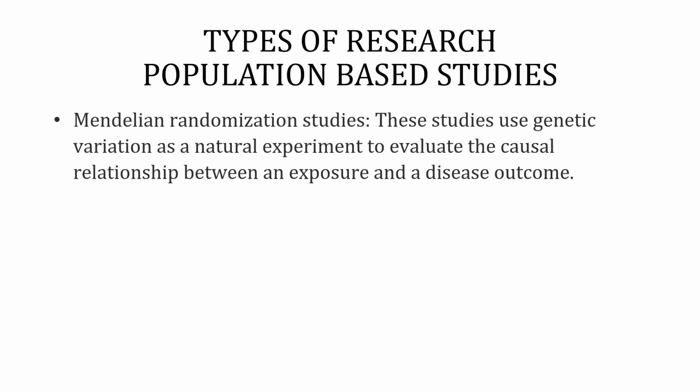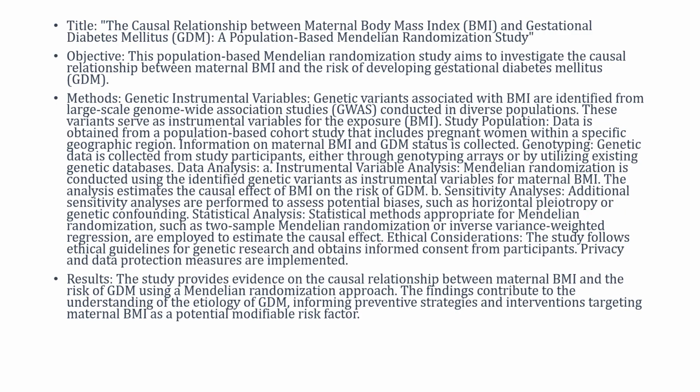Last of all, we will talk briefly about Mendelian randomization studies. These are not very commonly spoken about terminologies, and so you may not have heard this word before, but this is also a type of study that can be done in populations. In these studies, we use genetic variation as a natural experiment to evaluate the causal relationship between an exposure and a disease outcome.